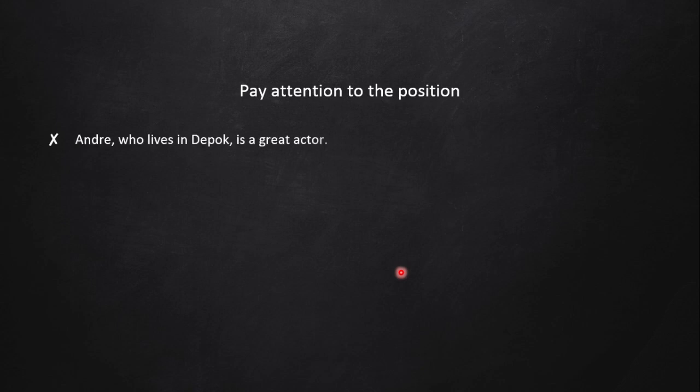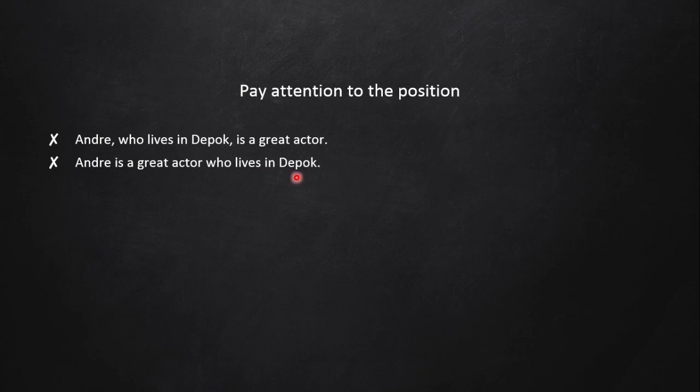And pay attention to the position, everyone. If the sentence is Andre who lives in Depok is a great actor, is it the same as Andre is a great actor who lives in Depok? No, they are different. In the first sentence, who lives in Depok describes Andre. Andre is the antecedent. In the second sentence, who lives in Depok describes a great actor, not Andre. Although in this example, the great actor is Andre himself, right?